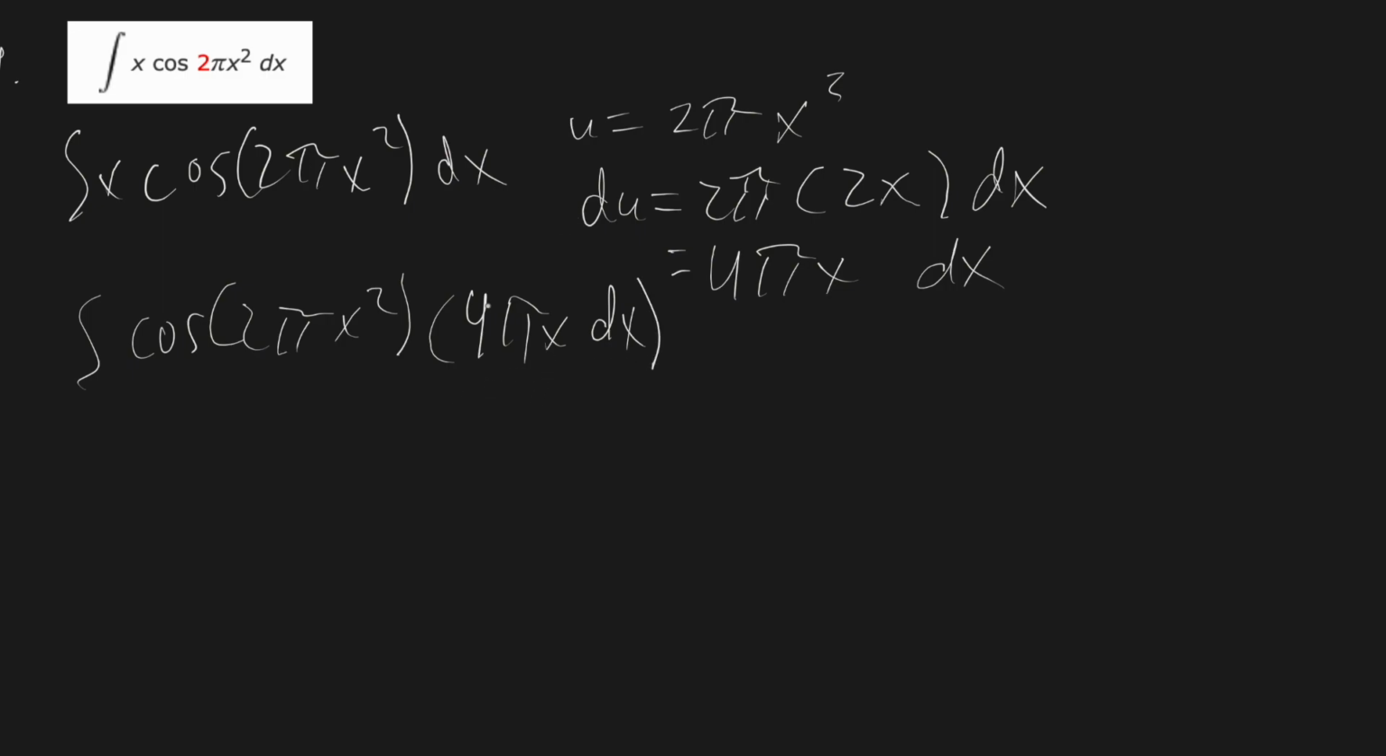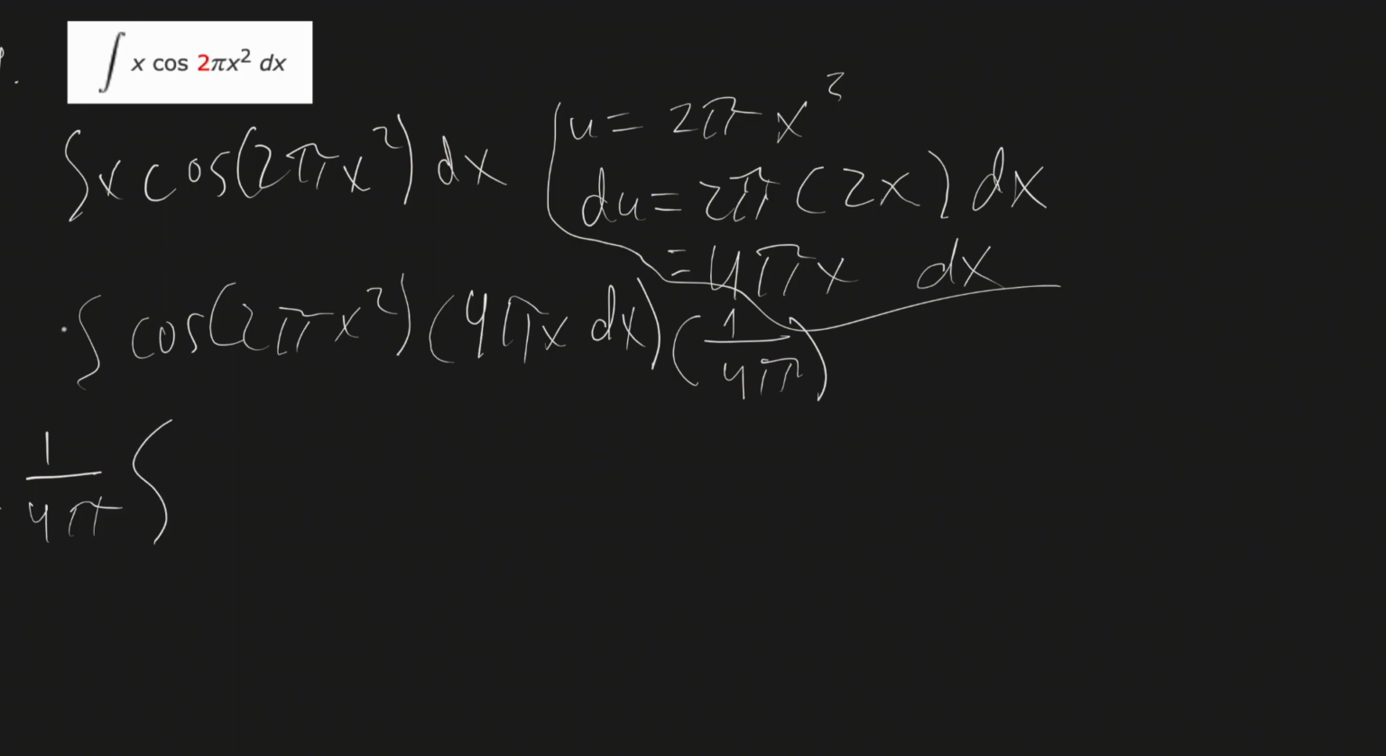But wait, now we're multiplying by an additional 4 pi to the original x and dx. Because we can't just spawn in something else to multiply by, we need to also multiply by 1 over 4 pi, which we can move outside of the integral. So now let's substitute in u and du. This is equal to 1 over 4 pi on the outside of the integral.